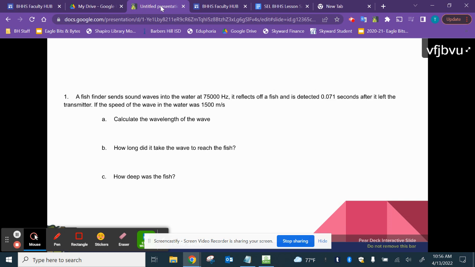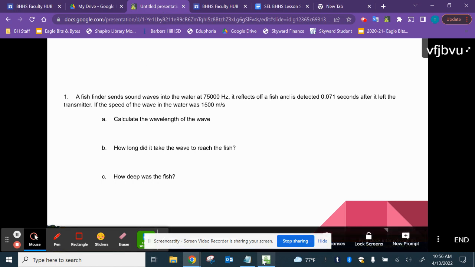Right. So again, a fish finder sends a sound wave at 75,000 hertz, reflects off a fish, and it's detected 0.071 seconds after it left the transmitter. The speed of the wave was 1,500 meters per second. Calculate the wavelength. How long did it take the wave to reach the fish, and how deep is the fish?